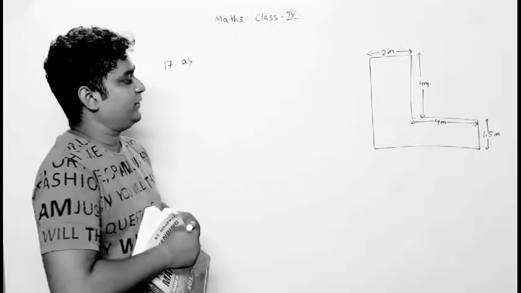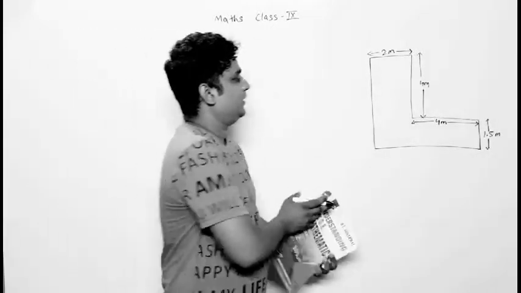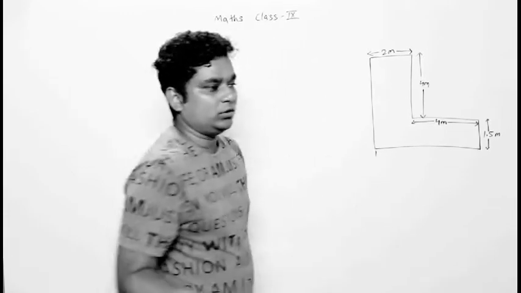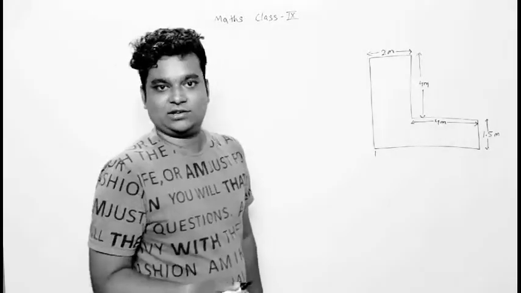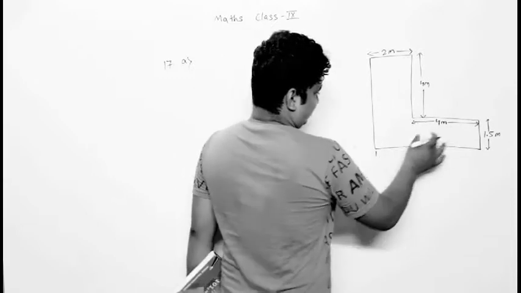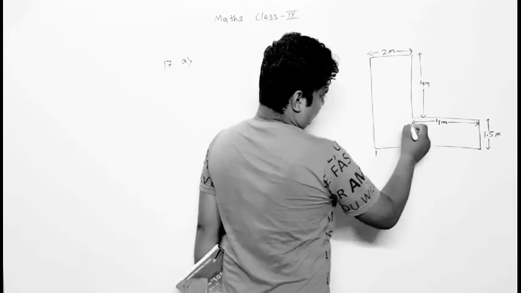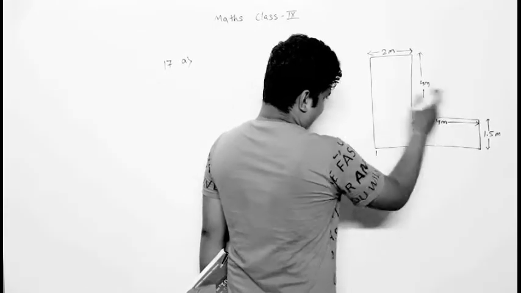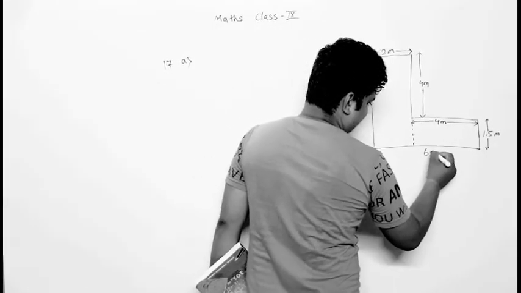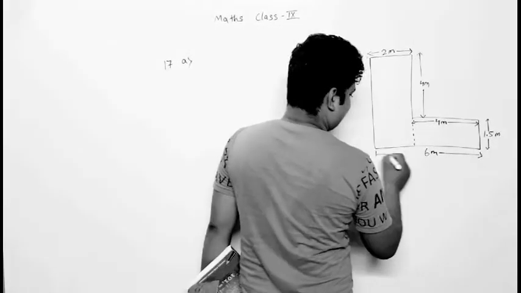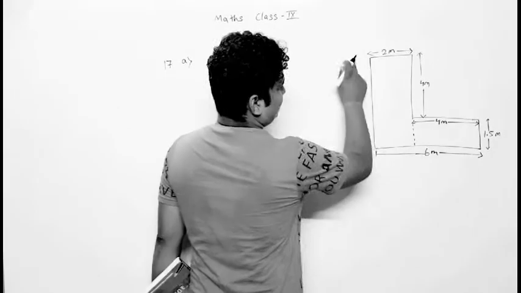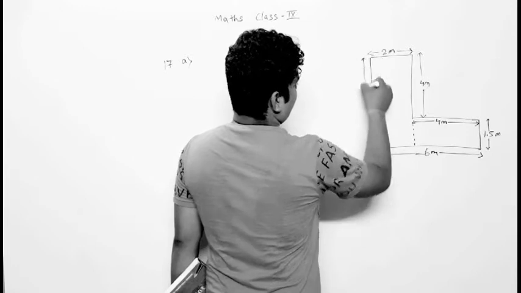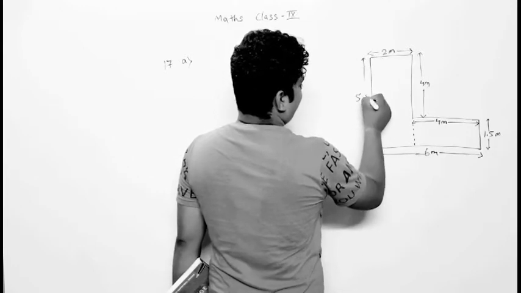First of all, coming to find the perimeter. We all know that the perimeter is the total length of the boundary. This is 4 and this is 2, so further we can construct it like this. 4 plus 2 will be 6 meter, so this length is 6 meter. Coming to this length, 4 plus 1.5 will be 5.5.